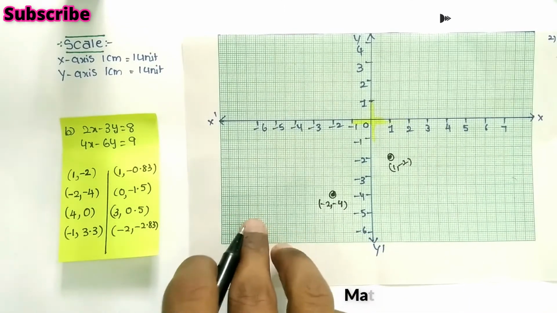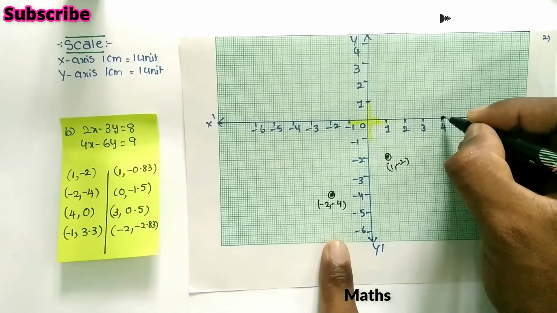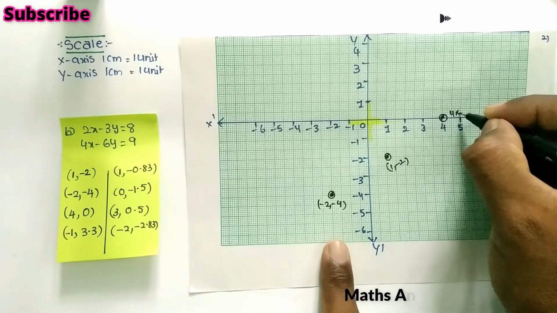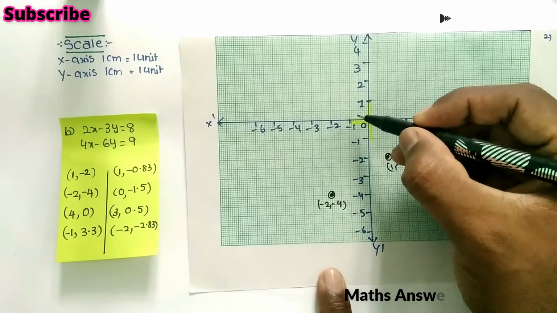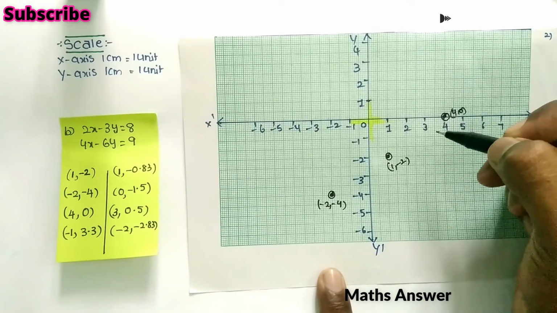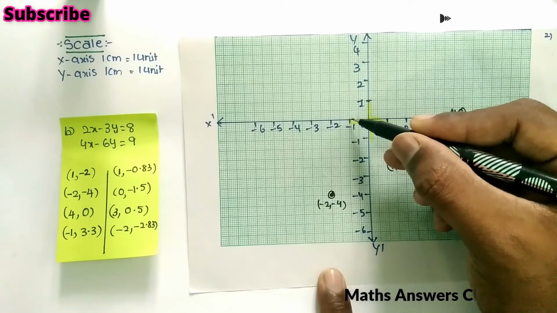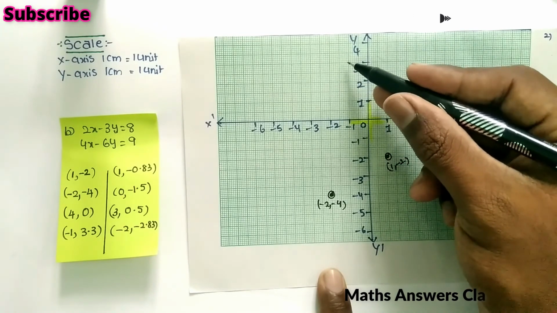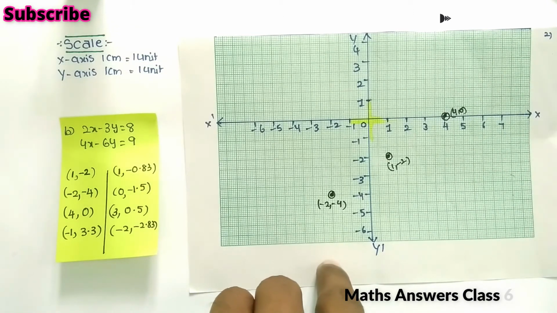Let's take 4 comma 0. So x is 4 and y is 0, that is on the x-axis. We will get it as this one. So 4 comma 0. The next point is minus 1 comma 3.3. So minus 1 comma 3.3, where will we get it? Here somewhere we will get it. So let's take it there. So actually that is minus 1 comma 3.3.